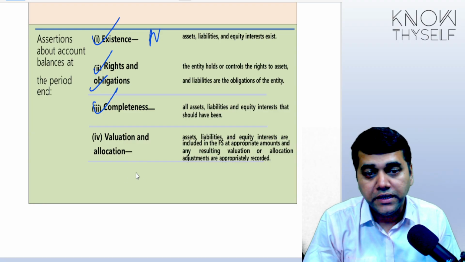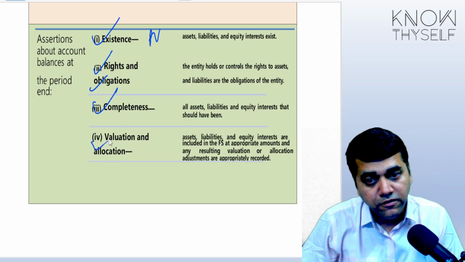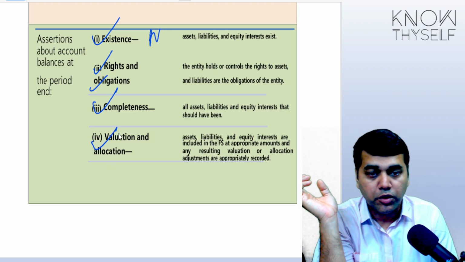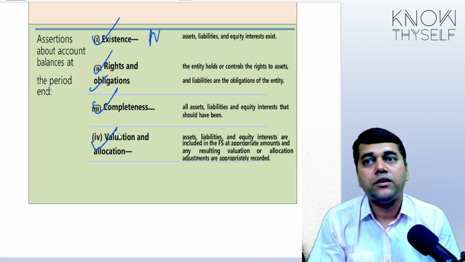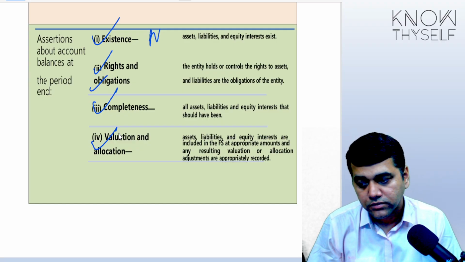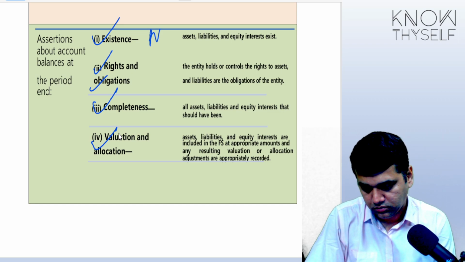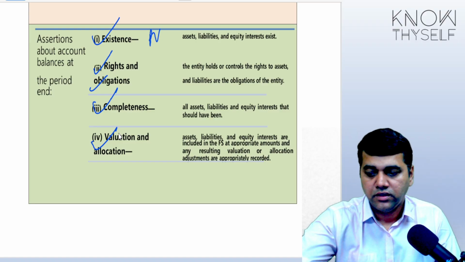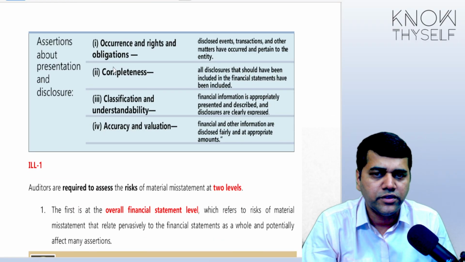Third, is it complete? Is there anything which is not yet recorded in the balance sheet? And whatever value you had recorded, that is proper, like allocations you have done properly between your overhead allocations and all, wherever required. Yes. And then for presentation and disclosure, anyhow, at the intermediate level, you have come across this.